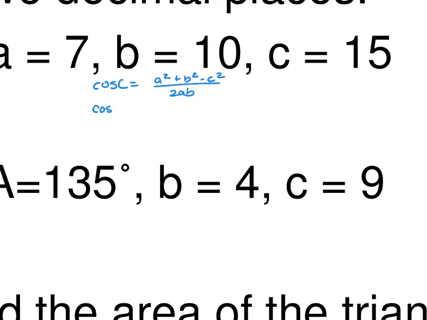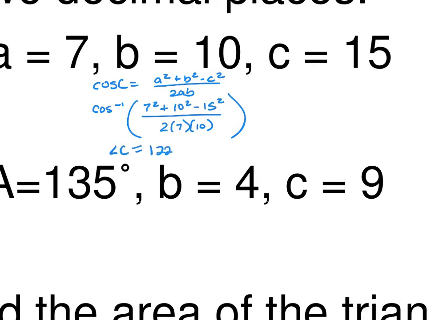I will just go straight to cosine negative 1 of a, which is 7 squared, plus b, which is 10 squared, minus c, which is 15 squared, over 2 times 7 times 10. This is where you have to be really careful with your signs, because you have to enter in the parentheses at the top. So it's cosine negative 1. Your calculator puts a parenthesis, but you need to put a second one. 7 squared plus 10 squared minus 15 squared. Close the parentheses, divided by, open them, 2 times 7 times 10. And you get 122.878. So angle C is 122.88 degrees.